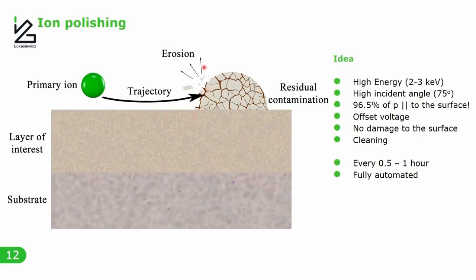However, if there is some kind of residual contamination, some kind of roughness, there will be a direct hit with this primary ion, and then this will be simply removed and cleaned. So I incorporated that every half an hour or so, I make this polishing of this crater.